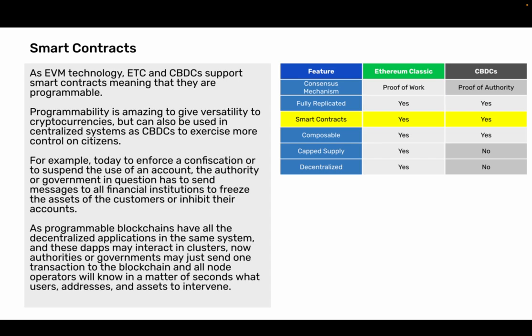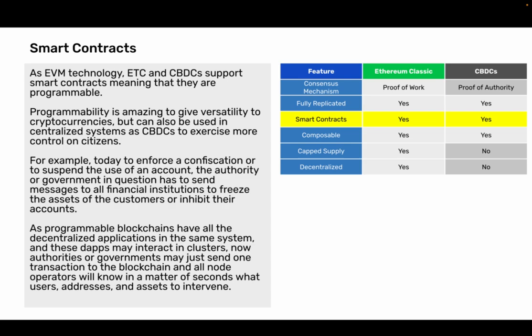Smart contracts. As EVM technology, ETC and CBDC support smart contracts, meaning that they are programmable. Programmability is amazing to give versatility to cryptocurrencies, but can also be used in centralized systems as CBDCs to exercise more control on citizens. For example, today, to enforce a confiscation or to suspend the use of an account, the authority or government in question has to send messages to all financial institutions to freeze the assets of the customers or inhibit their accounts.